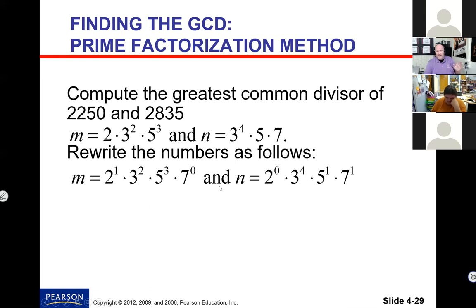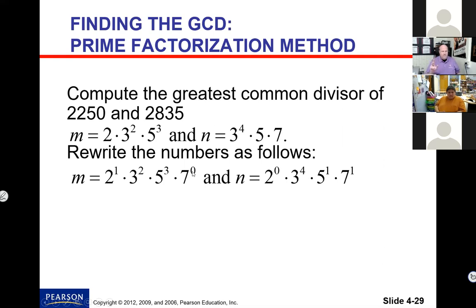So the key here is that everything has to balance up. If you have a 2 here, you've got to have a 2 here. If you have a 3 here, you've got to have a 3 here. If you've got a 5 here, you have to have a 5 here. Now, if you notice, the second number has a 7. So do we need a 7 in the first number? Yes, of course we do. So we have a 7 to the 0, because anything times 1 doesn't change, right?